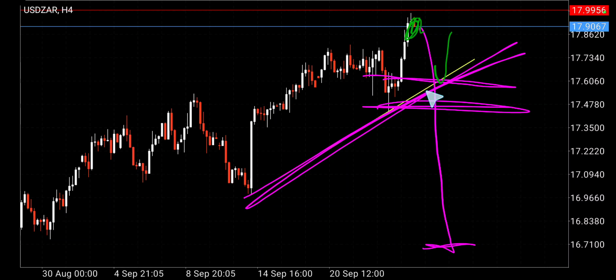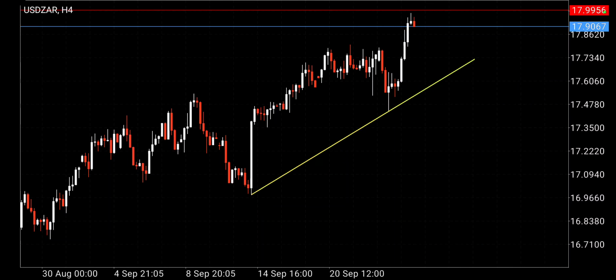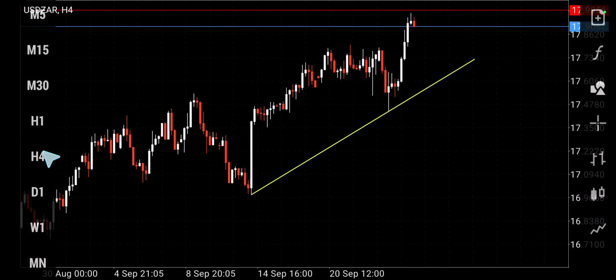So those structures that we're seeing there at the top, they can push the price towards this, or the price can still push up slightly towards that weekly and daily resistance before coming back to possibly the same area there. So that's all that you can expect from the USDZAR if you're trading it.